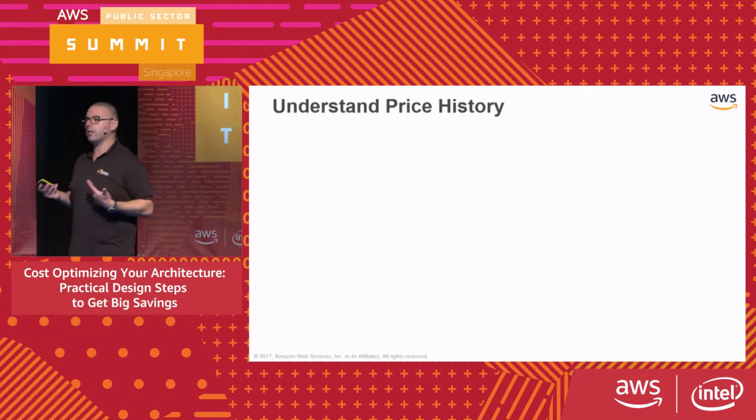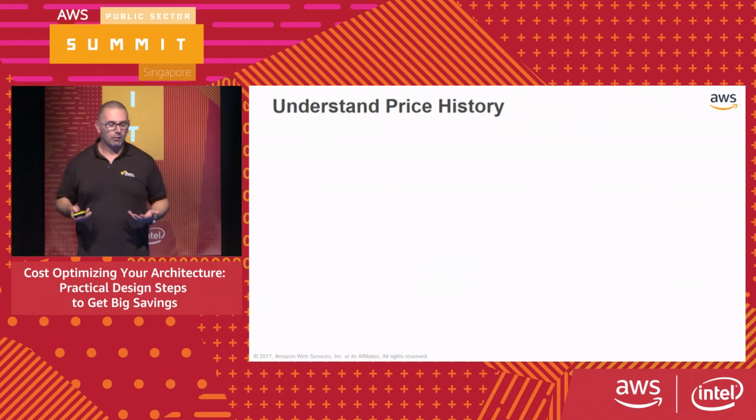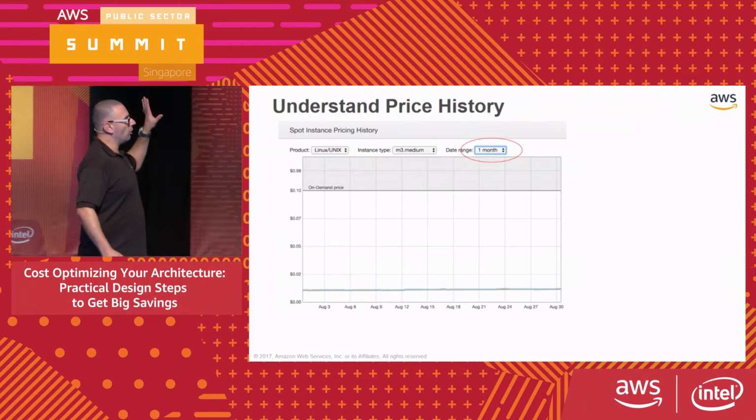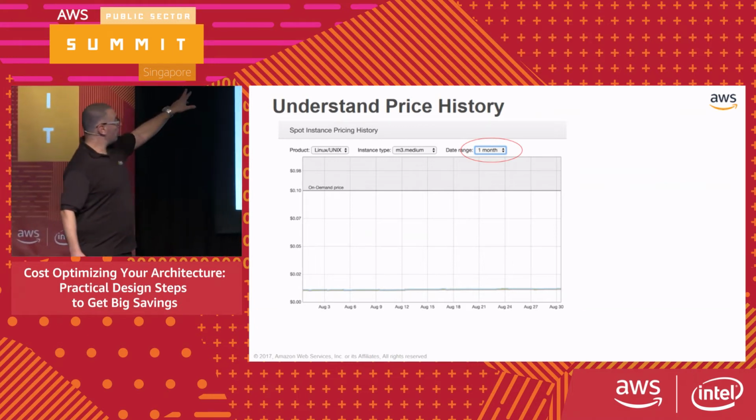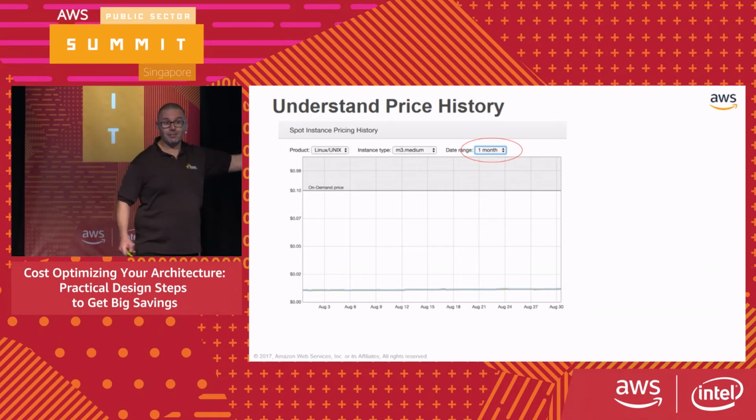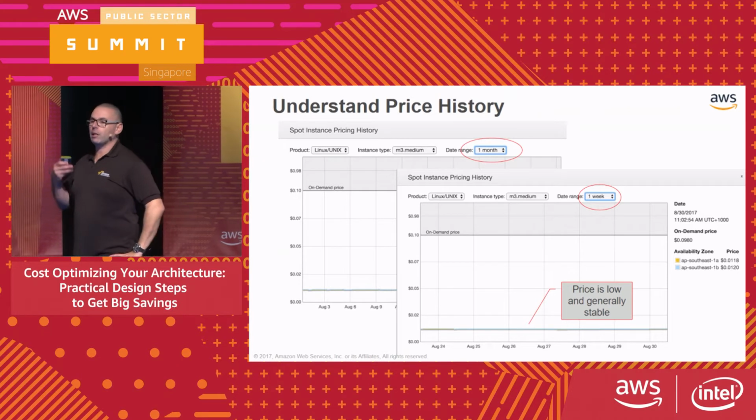So we want to look at what price history is. You know, Simon, you tell me that I'm saving money on spot. How much can I save? Well, luckily we have this handy-dandy visibility in the system that can show us what the historical price of spot instances are. So this is the M3 medium in the Singapore region. There is a line there. It's very low, isn't it? Doesn't seem to move very much. So that tells us that the price is low and generally stable.